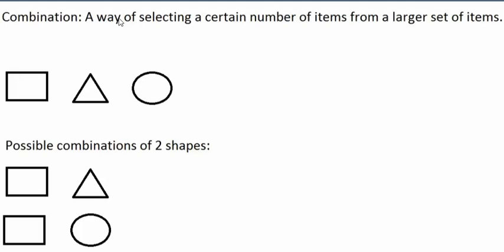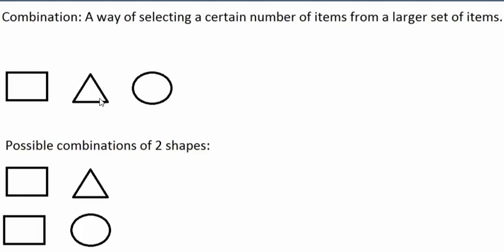In this video, we're going to go over the difference between a combination and a permutation. Also, we'll go over two different formulas, one for calculating the number of possible combinations and one for calculating the number of possible permutations. So imagine that there's these three shapes, a square, a triangle, and a circle.